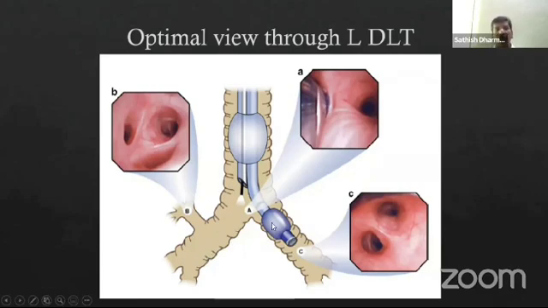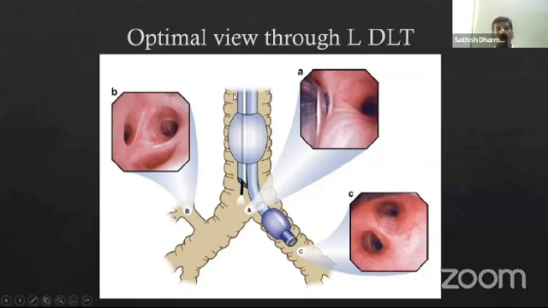When you put a left DLT, what are the things you should see? First, you have to pass the fiber optic bronchoscope through the tracheal lumen and see the carina. This is the first picture, the carina, where you should see the bronchial cuff just entering into the left main bronchus. Once it is seen, then you should go inside the right side of the bronchial lumen and look for the right upper lobe trifurcation, which is the landmark for the right-sided bronchus. So once you know this, then you know the bronchial lumen has gone into the left side appropriately.